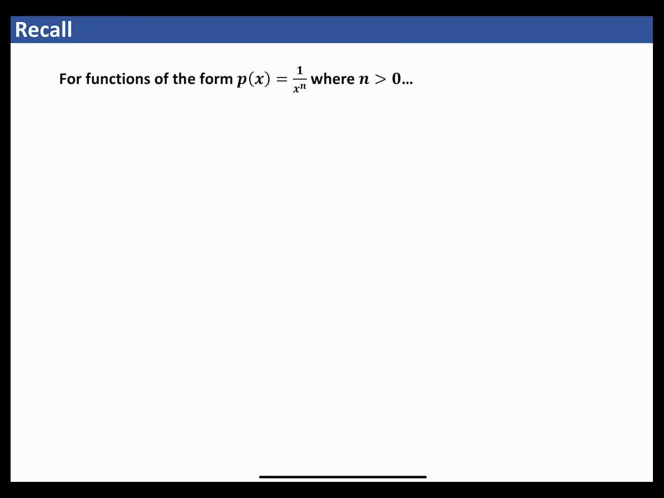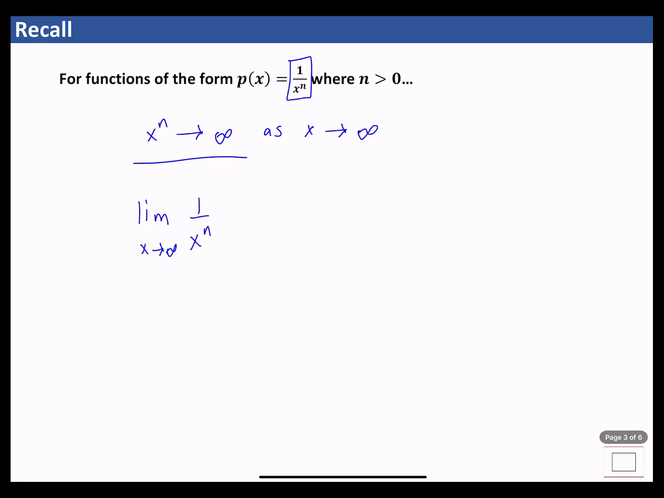For such functions, we know that x to the n increases without bound as x increases without bound. And since the numerator of p of x is 1 and the denominator is growing without bound as x increases without bound, the quantity 1 over x to the n is tending toward 0. So we could say the limit of 1 over x to the n as x increases without bound is 0.